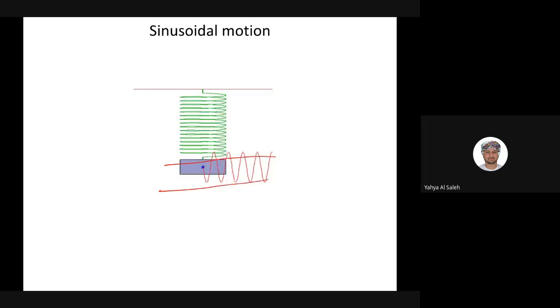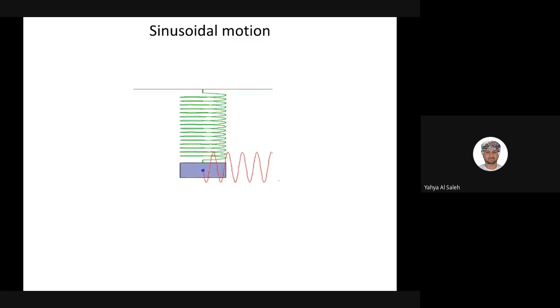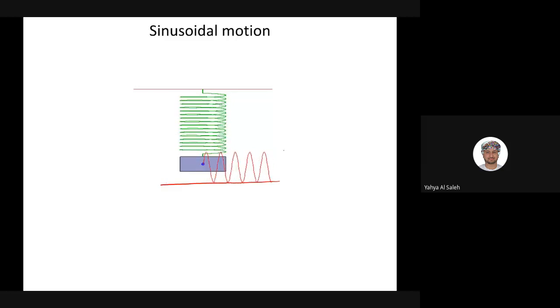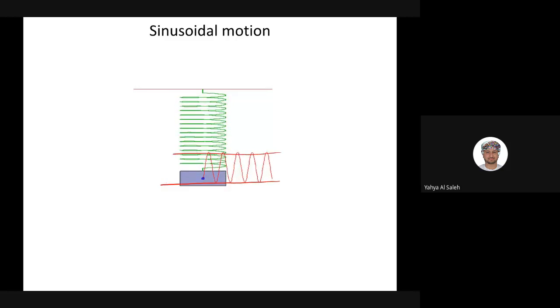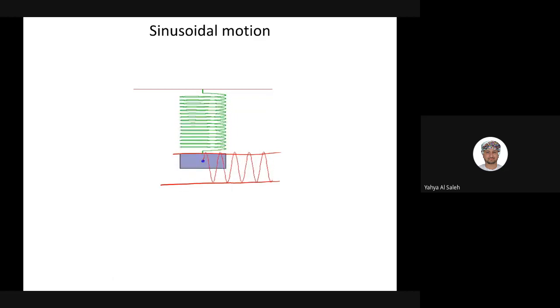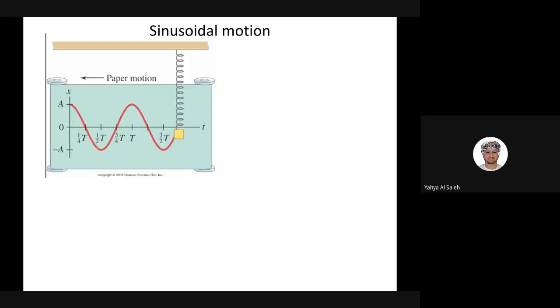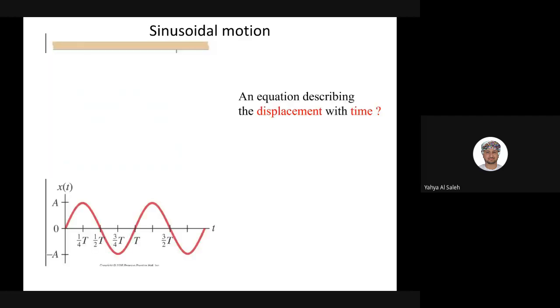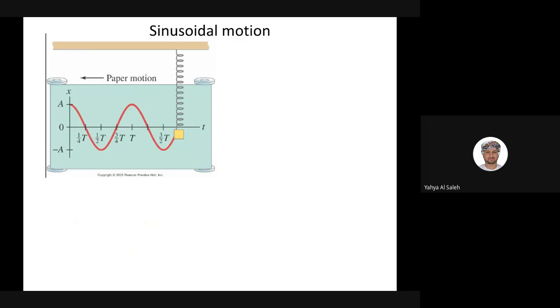And if I actually try to track that in time, I end up with something that looks like a sine wave. And we call that sinusoidal motion. So what if I want to write an equation describing this movement in time?